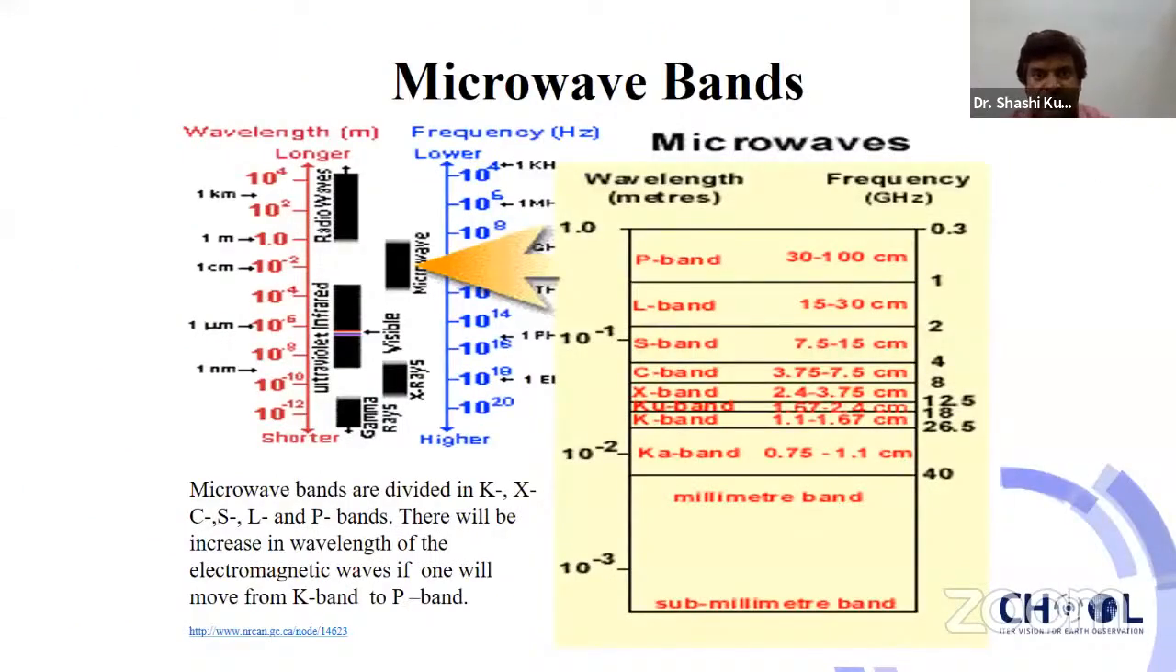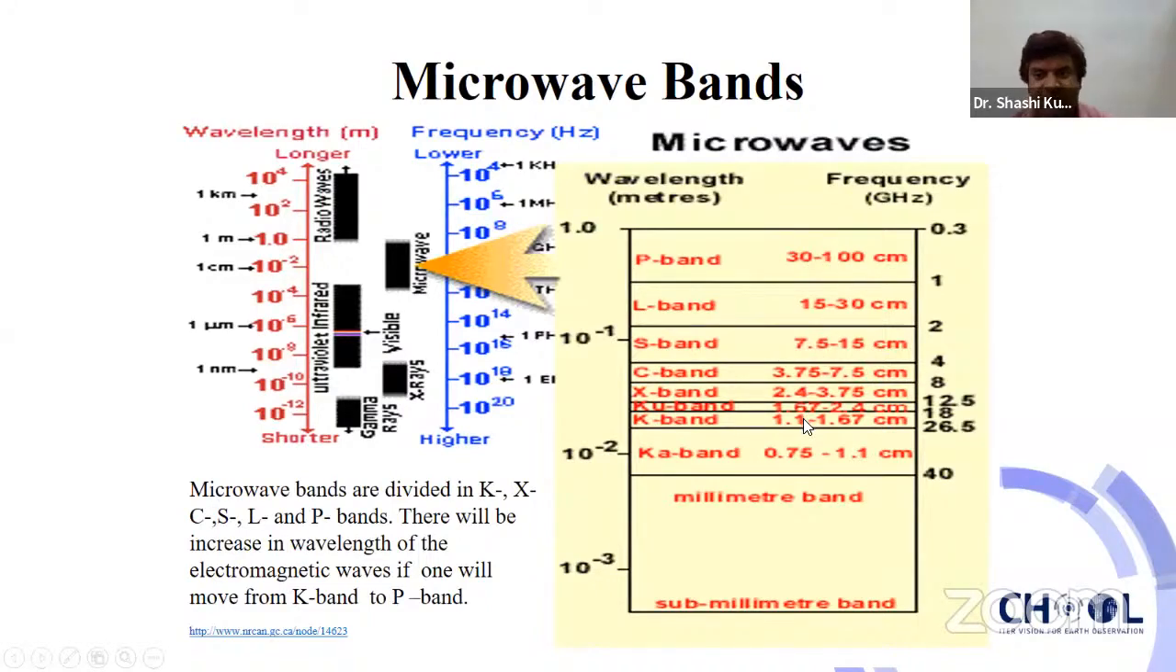Now, when we are talking about the microwave bands, there are different microwave bands. Starting from the K band, there will be K-band, Ku-band, X-band, C-band, S-band, L-band, and P-band. Starting from the shortest wavelength, that is the K-band, we will have the longest wavelength range in the microwave, that will be P-band.